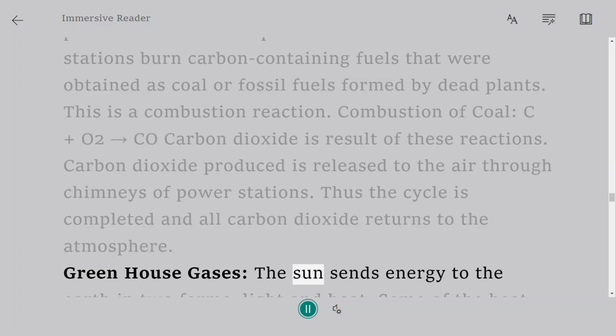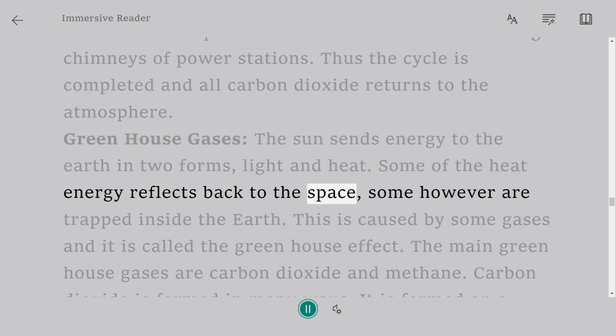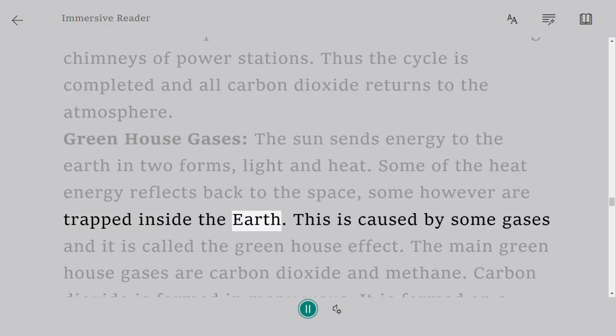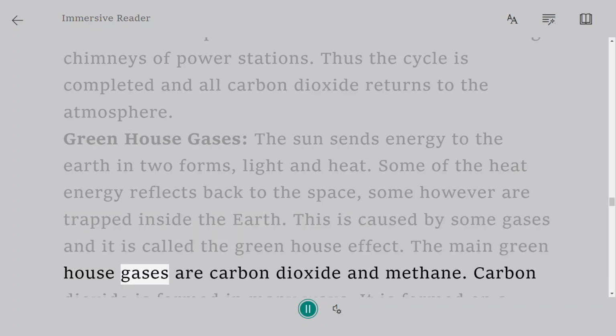Greenhouse gases: the sun sends energy to the earth in two forms, light and heat. Some of the heat energy reflects back to space, some however is trapped inside the earth. This is caused by some gases and it is called the greenhouse effect. The main greenhouse gases are carbon dioxide and methane.